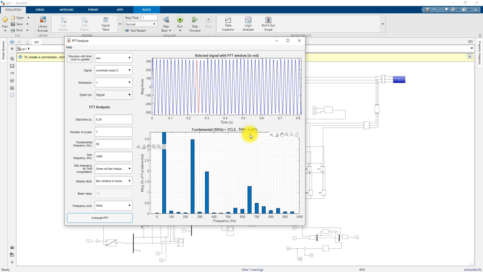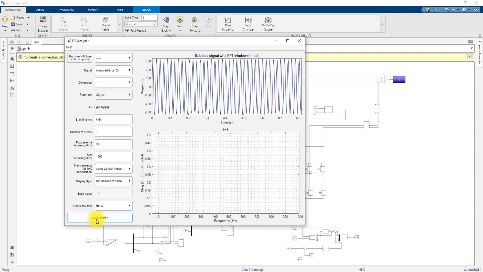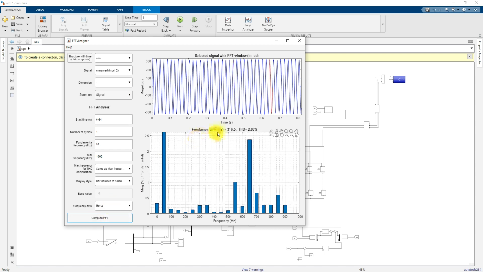Here you can see that the THD is less than 5% only, even though harmonic is present in the system. And then I am going with the voltage sag condition and checking the THD. The THD is 0.94%, so it's less than 5% only. And I am going to check the condition at the voltage swell. Here also you can see 2.83%, right?